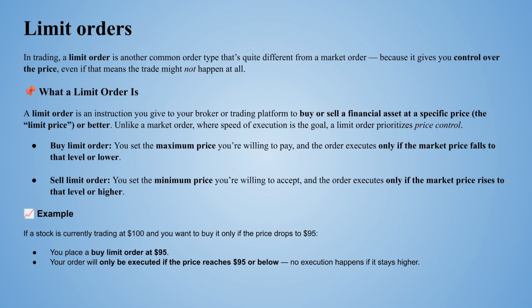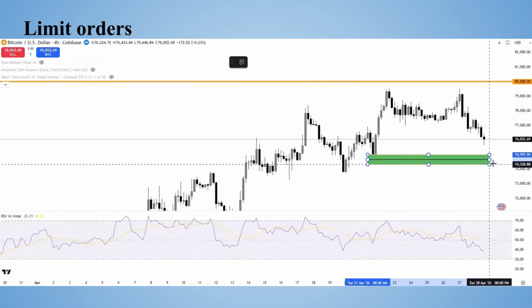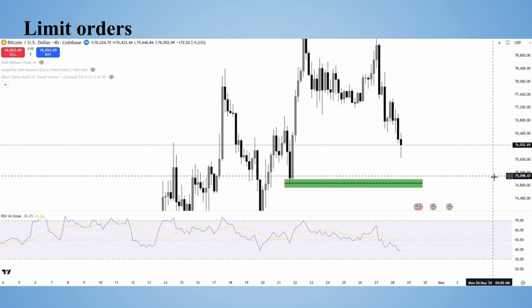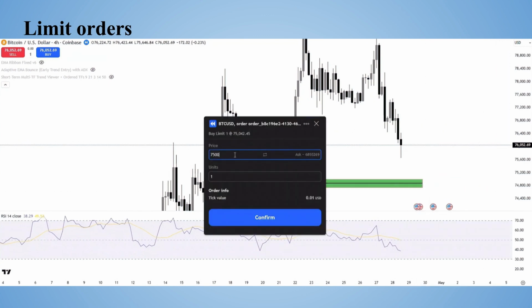A limit order gives you control over the price, instructing your broker to buy or sell at a specific limit price or better. A buy limit order executes only at the set maximum price or lower. A sell limit order executes only at the set minimum price or higher. For example, to buy a $100 stock at $95, you use a buy limit order at $95.